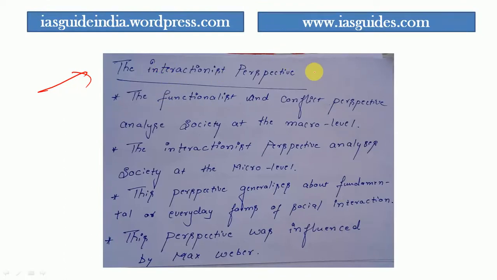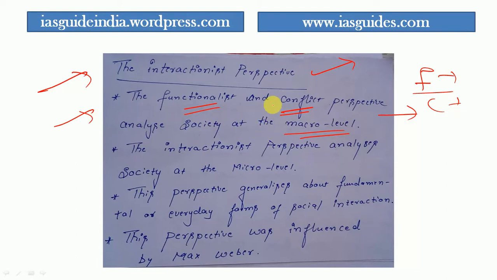This interaction perspective is quite different when compared to the previous two perspectives, the functionalist perspective and the conflict perspective. Both of them analyze society at the macro level, whereas the interaction perspective analyzes society at the micro level. That is the difference between this perspective and the previous two. Micro level analysis of society is what the interaction perspective does.